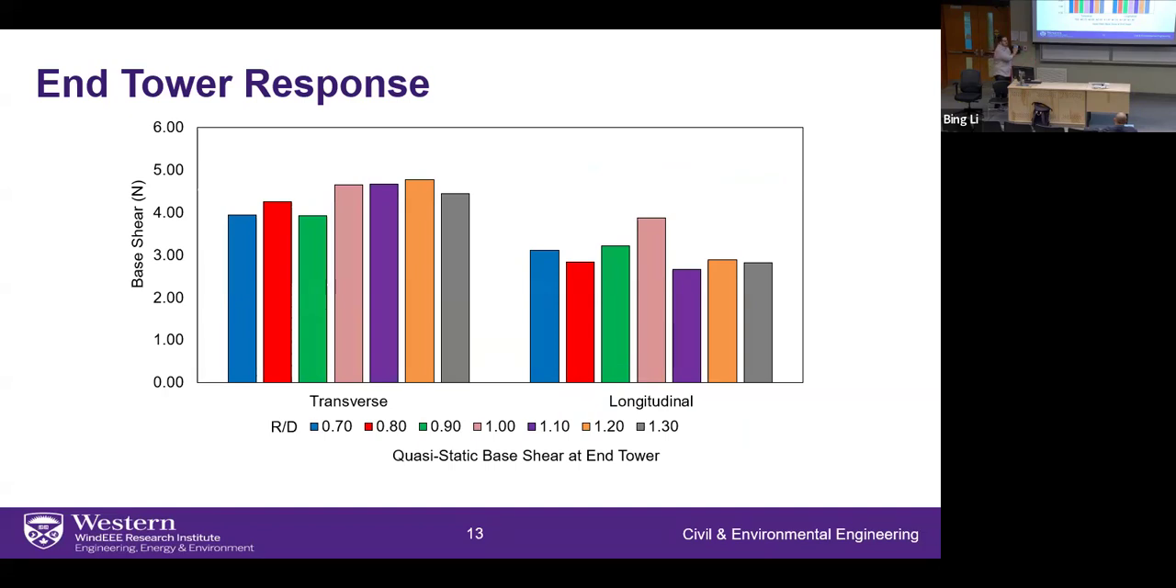We have the base shear in the transverse direction, which is the direction of the downburst. So we can see that the maximum base shear happens at R over D from 1 to 1.2. We are almost close. And for the longitudinal direction, the direction of the cables, the maximum base shear happens at R over D equals 1. So we can say that the most critical case for the end tower is R over D equals 1.